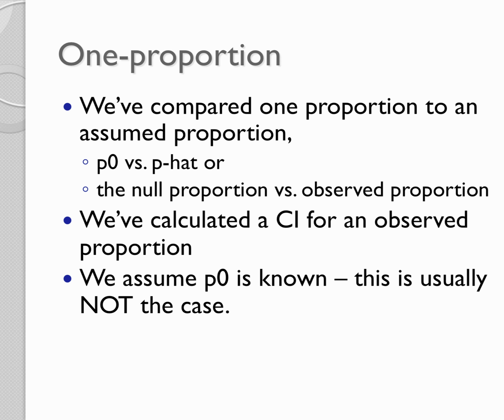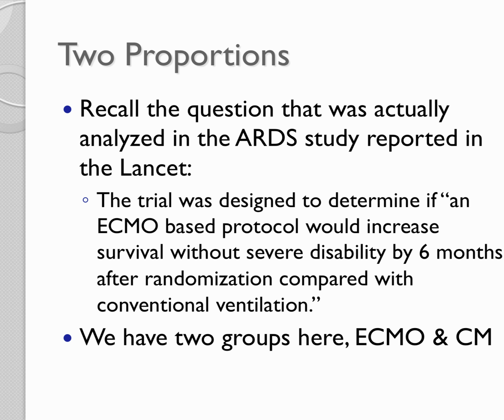When we have one proportion, remember we compared p naught versus p hat, or the null versus the observed, and we calculated a confidence interval for that observed proportion. We assumed p naught was known. That's usually not the case in scientific research. What usually happens is you're going to collect two new groups. Your new intervention or your new treatment or your expected new something happening versus your standard or control group, it's often called. So with two proportions, let's look at the ECMO study.